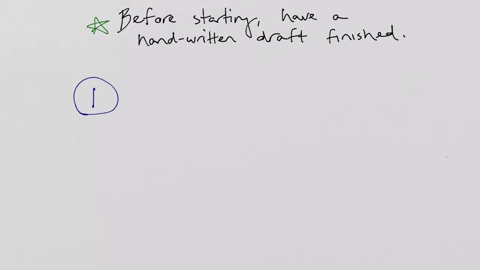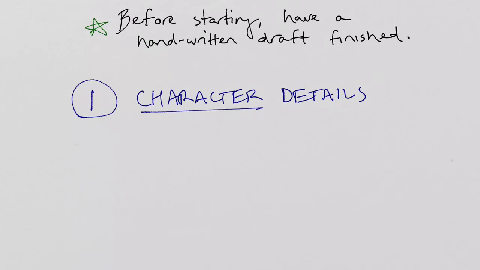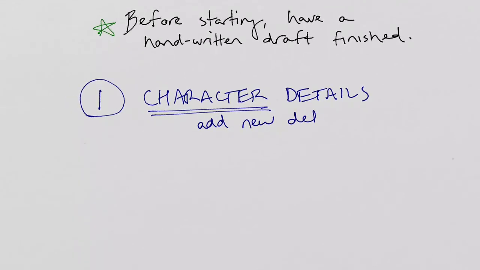The first thing I want you to think about when you're typing your draft is details related to the character, okay, and adding character details. One of the three things that Greg Doyle really does well in his writing is gets us to know the characters and the people in the story. So you want to add new details.